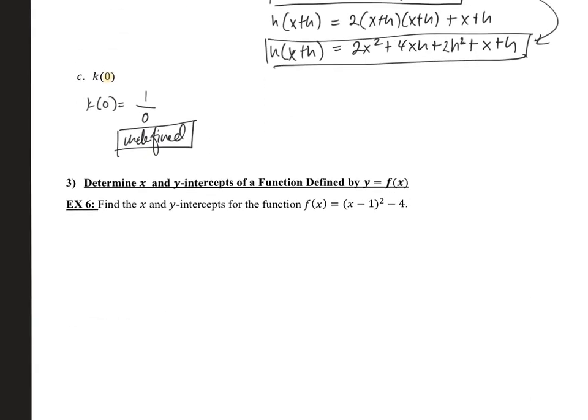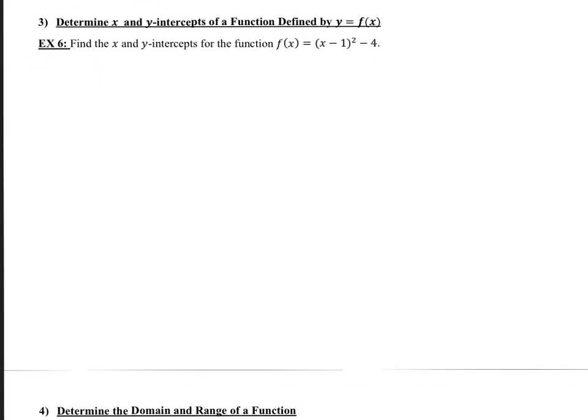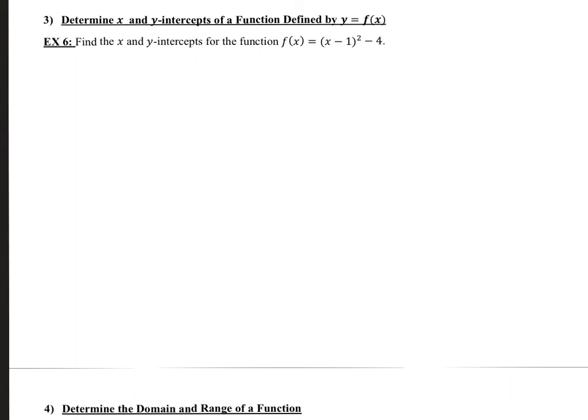Now let's take a look at the next objective, which is determining the x and y intercepts of a function defined by y equals f of x. So we've looked at x and y intercepts before, and the idea is pretty much the same as it was before. To find the x-intercept, set y to 0, and for the y-intercept, set x equal to 0. Same idea. All right. So we are given this equation, or function. How do I know this is a function?